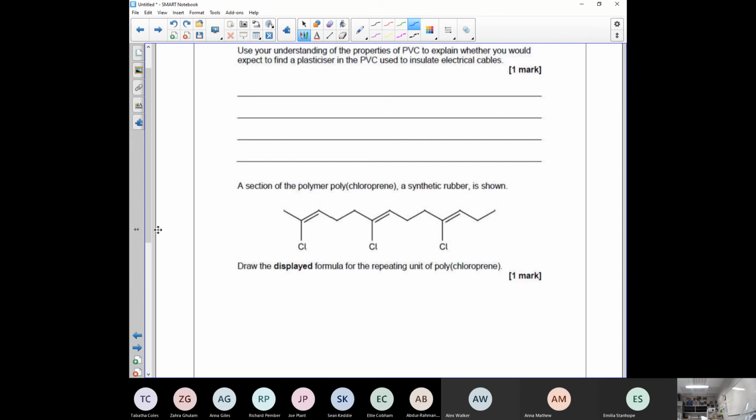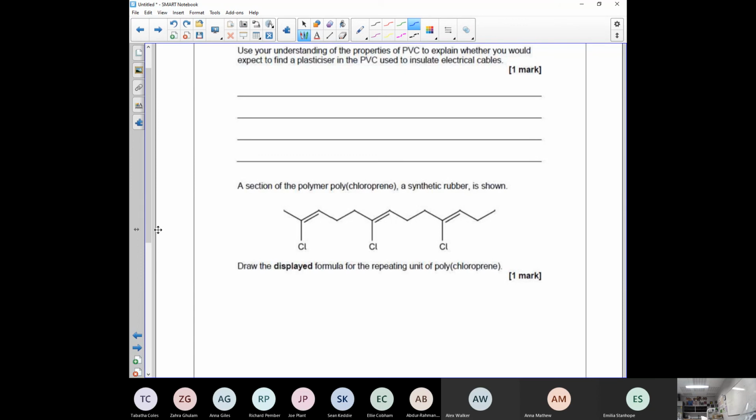So they have to be flexible. Right, you also have to understand what plasticizers can do. So adding a plasticizer to a particular polymer basically makes it more flexible. So you just have to have a little bit of understanding of the properties of electrical cables and also what plasticizers can do, and link the two together.